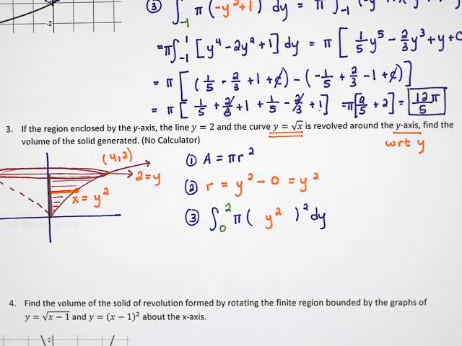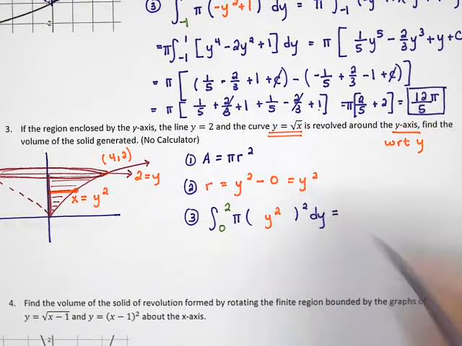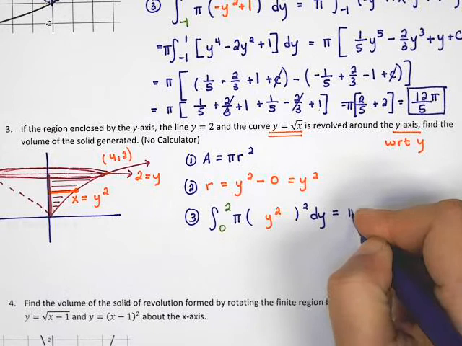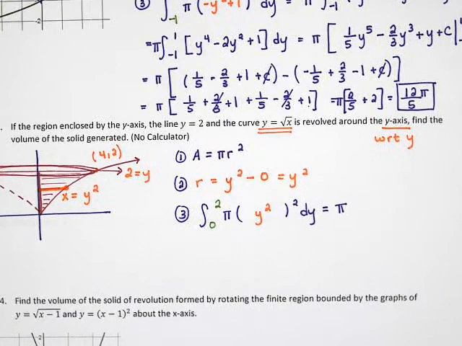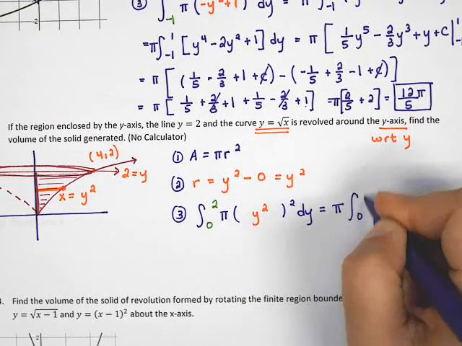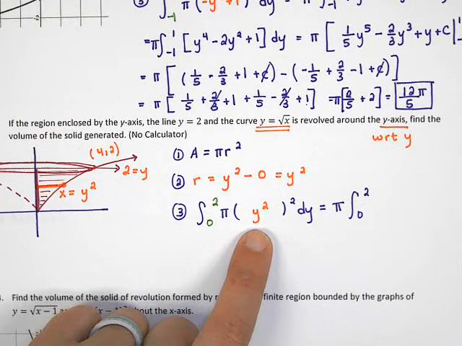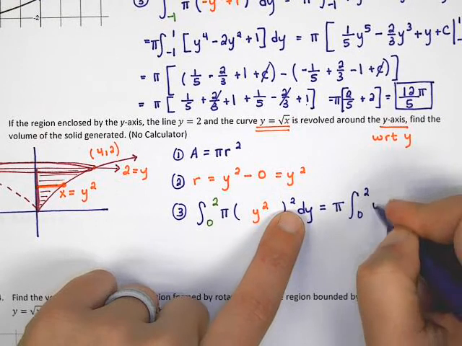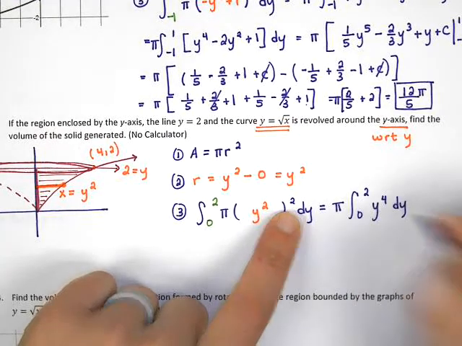Now, this one also says no calculator, so we're going to have to kind of work this out. You're always going to want to pull out the pi. It just makes your computations a little bit easier, since pi is not a nice number to work with if you don't have a calculator. Times the integral from 0 to 2, and then I'm going to simplify this. Y squared squared is actually y to the 4th, dy.